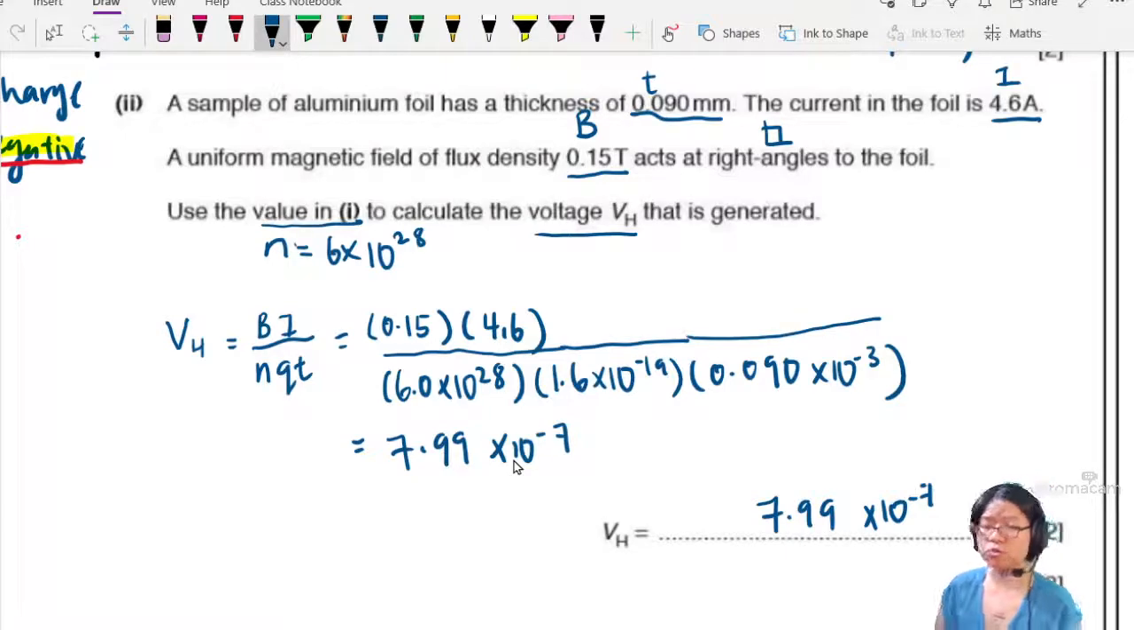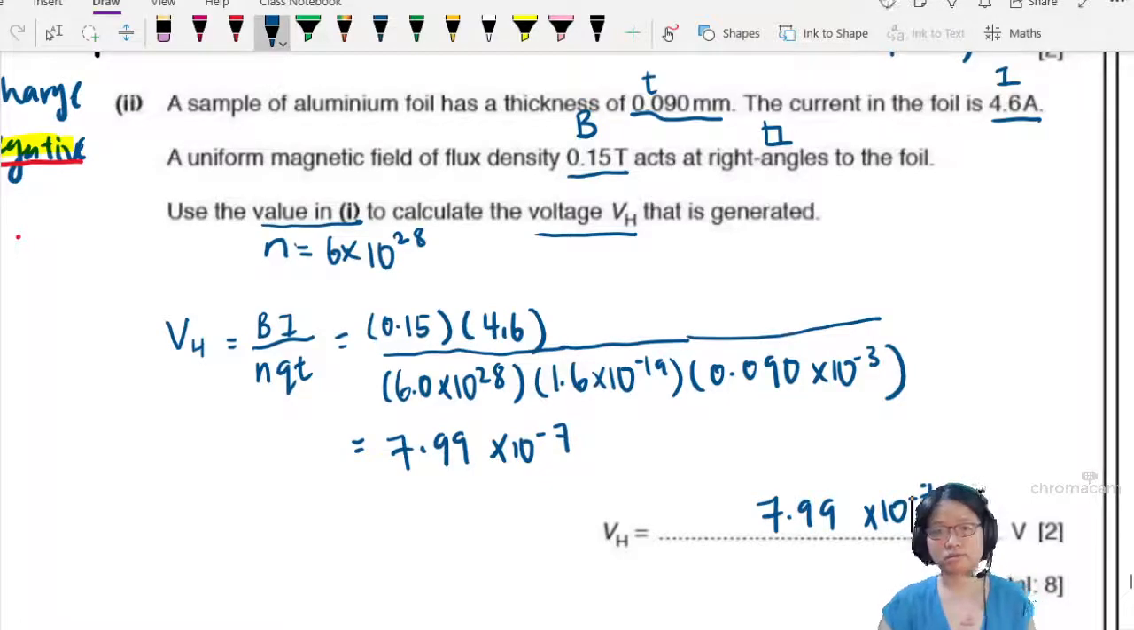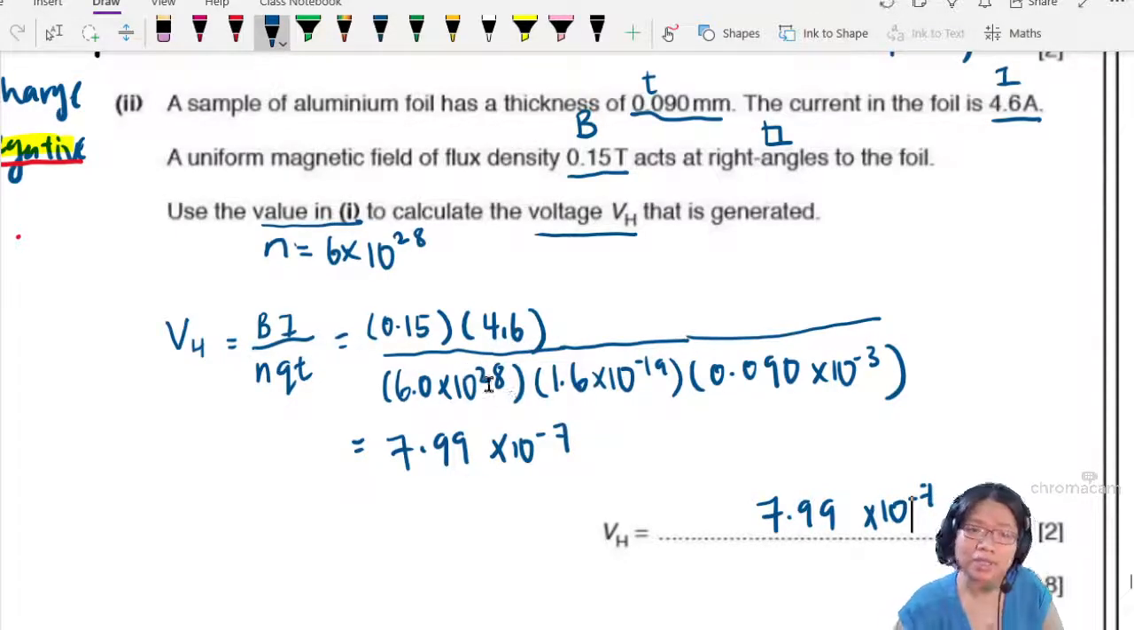Okay, so I want you to notice that this value of V is actually quite small. It's less than a microvolt. I think when you rub your skin, the voltage generated by the charge redistribution is more than this. So the way to make this VH measurable could be things like making the current stronger or making the magnetic field stronger. But the reason why this is so small mainly is because of the number of charge carriers. You see, it's offset by this 10 to the power 28. So how do we overcome this 10 to the power 28?